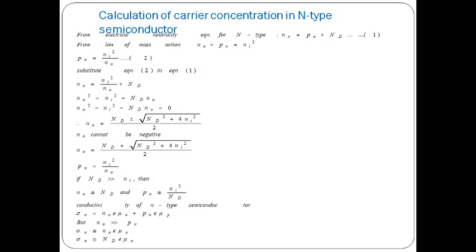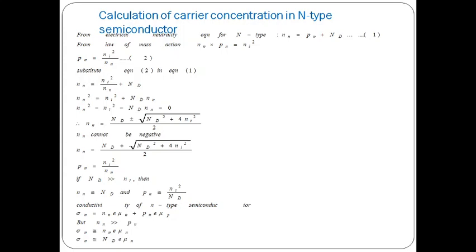Nn is the concentration of free electrons in the N-type material. It cannot be a negative value. So we have written Nn equals Nd plus root of Nd square plus 4Ni square by 2. So this is the majority charge carrier concentration in the N-type material. Then we can write the minority charge carrier concentration Pn equals Ni square by Nn. If donor concentration is much greater than the intrinsic carrier concentration, then we can write Nn equals Nd and Pn equals Ni square by Nd.